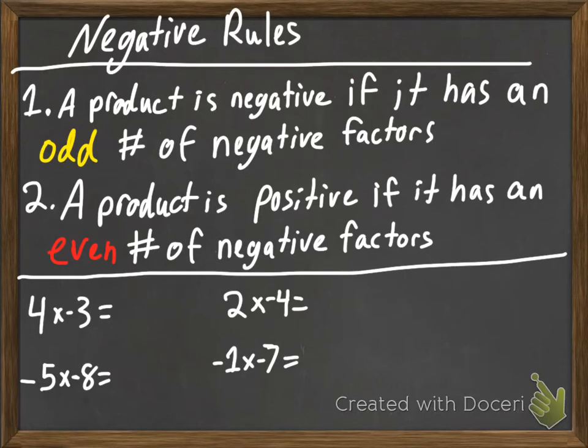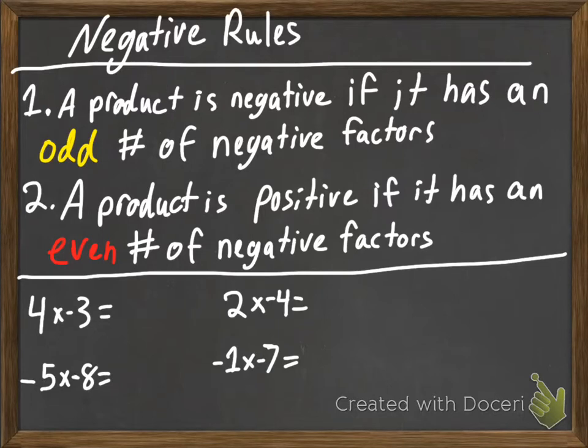So first, let's talk about some negative rules. First one says that a product is negative if it has an odd number of negative factors. So if we have an odd number of negatives that we're multiplying, it's going to be a negative number at the end. And a product is positive if it has an even number of negative factors.